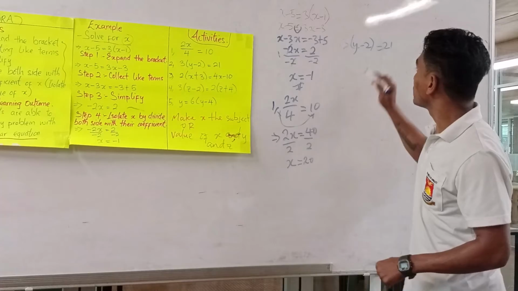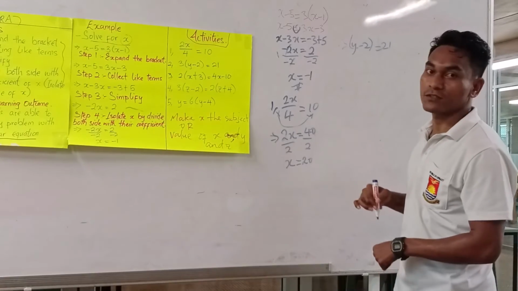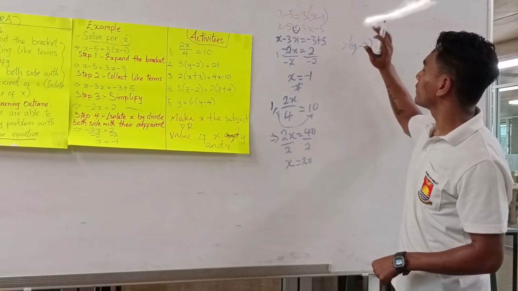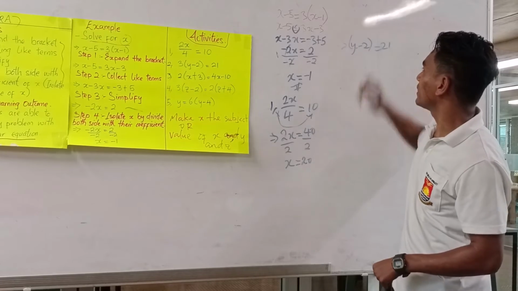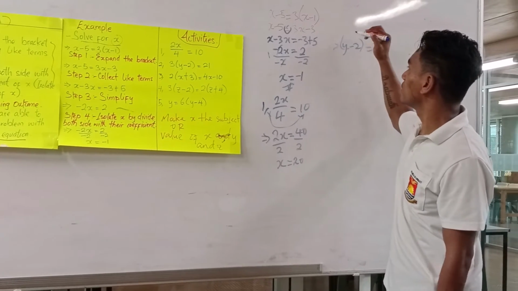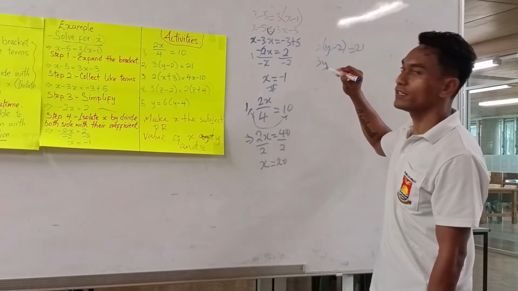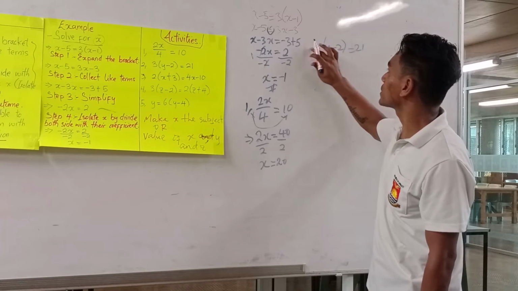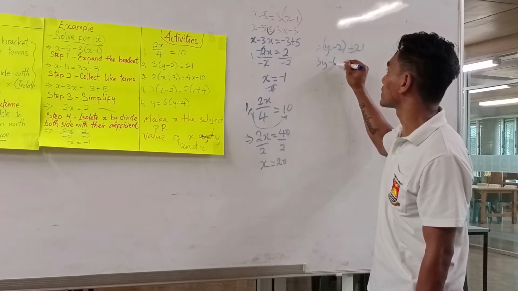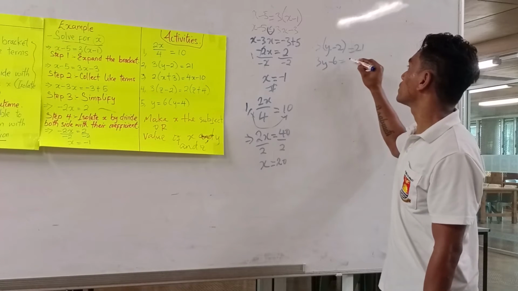Okay, our next question is 3 brackets y minus 2 is equal to 21. The first thing you must do is expand the bracket first. So 3, the value outside, is multiplied by the values inside the brackets. So 3 times y is 3y, and 3 times negative 2 is negative 6, is equal to 21.